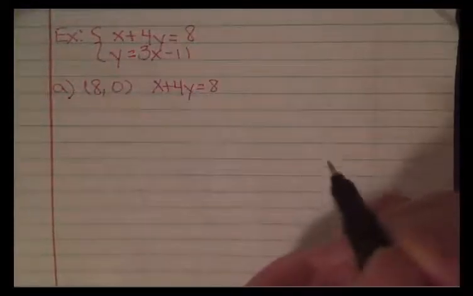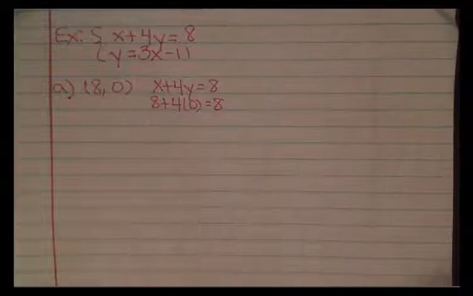So our first equation is x plus 4y equals 8. Wherever the x is, we're going to have an 8, and wherever the y is, we're going to have 0. So we have 8 plus 0 equals 8. 8 equals 8. It's good for the first one.